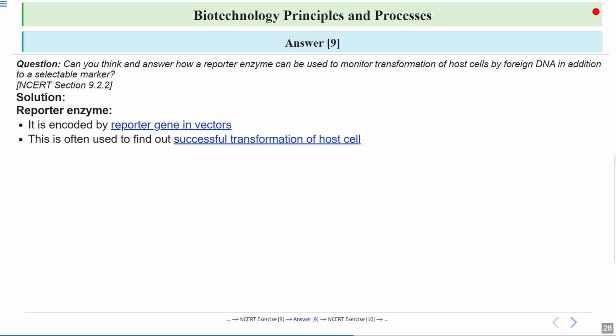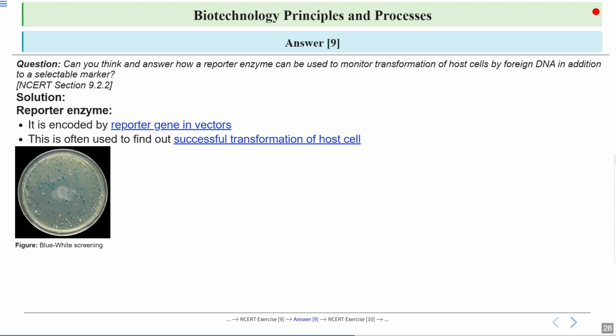Transformed cells means the ones in which the DNA gets successfully incorporated into the host cell, right? So how to know that this particular cell got incorporated? Here you can see blue-white screening. You can see there are some colonies of the microbes in the figure that are blue in color, whereas some are white in color.